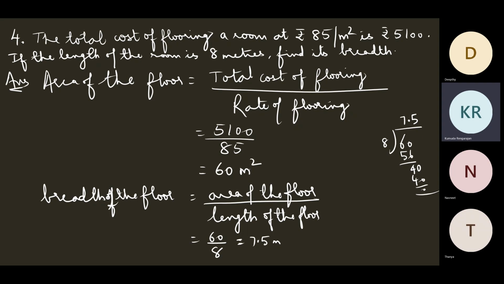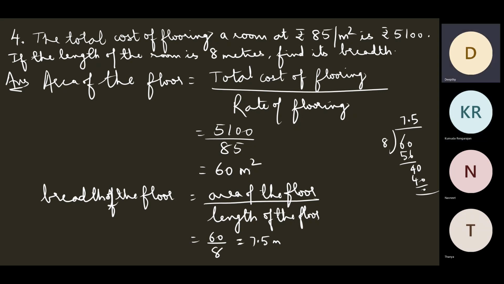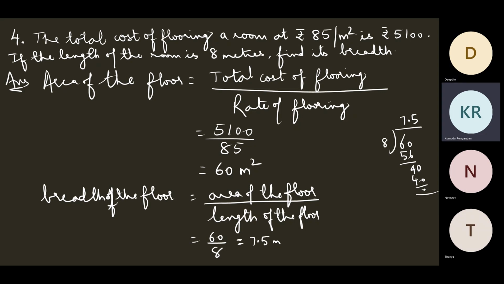So what are the different things given in this question? Total cost is given, rate is given. So with the total cost and rate, what can you do? You can find the area. Why area? Why not perimeter? Sometimes you can find the perimeter. It depends on what activity is done. Children, please listen to me. It depends on the activity in the question. So here the activity is flooring. Flooring is about the area of the room. So here, when you divide the total cost by the rate, you will get the area of the floor.